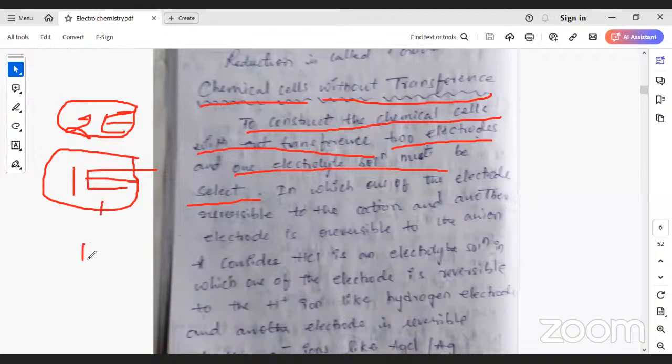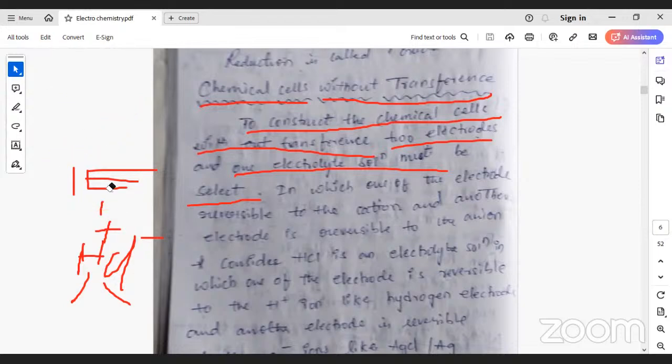The electrolyte is HCl. HCl acts as the electrolyte in which H plus ions and Cl minus ions will be there. So one electrode is reversible to the H plus ions, and the other electrode is reversible to the Cl minus ions. The two electrodes are the hydrogen electrode and the chlorine electrode. Right? Simple.